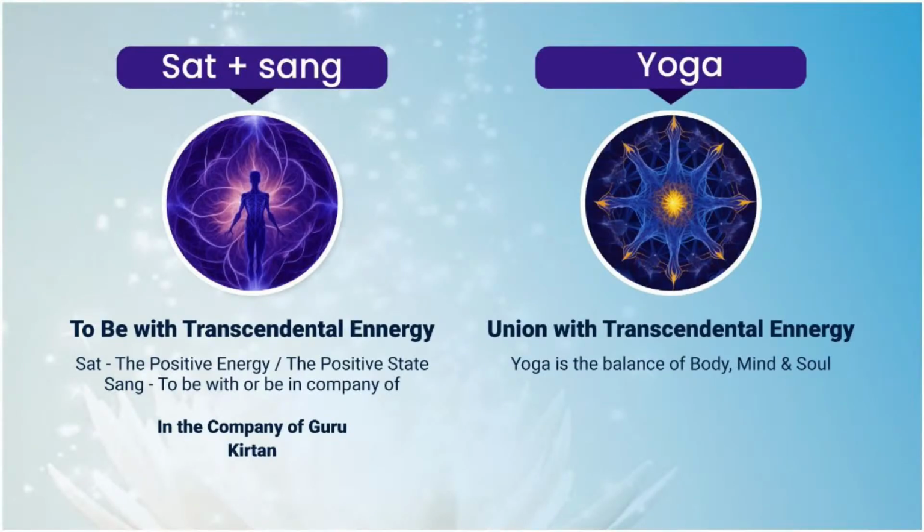So I see both satsang and yoga to have a common destination, or pretty much they literally mean the same. Sat and sang: sang is to be with, and sat is the transcendental energy, or the positive energy, or the positive state. So to be with transcendental energy is satsang. Now, yoga, if we translate it, it's union. So union with the transcendental energy. And in that process, you balance the body, mind, and soul. So that would be the definition of yoga.